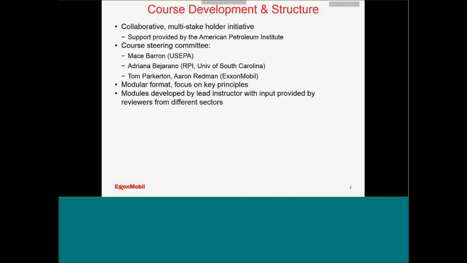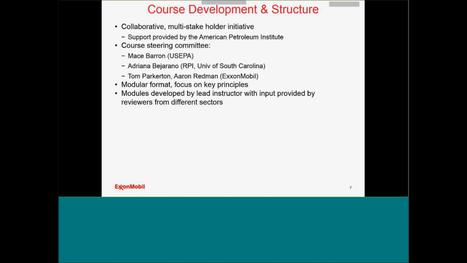So before I jump into my presentation, I thought it would be useful to provide a bit of background regarding the development and structure of this course. And consistent with the philosophy of CTAC, the development of this course involved a collaborative initiative across different stakeholders. Support for the course was provided through industry by the American Petroleum Institute, and a steering committee for the course was formed consisting of individuals from different sectors.